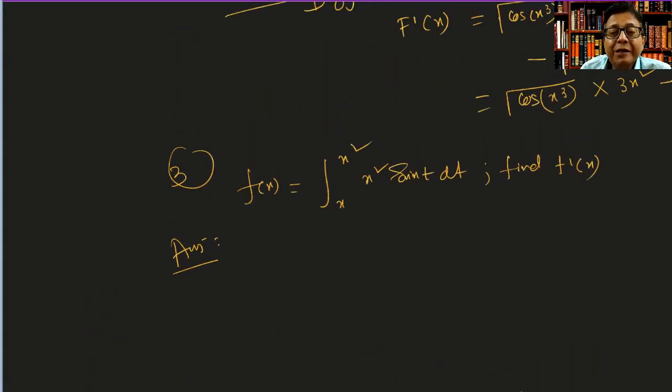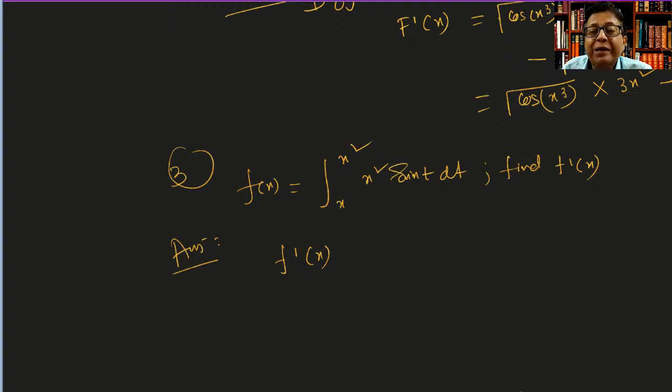So how to find f dash x here? One more problem on it just for your practice. How to find f dash x here? You'll follow the Leibniz rule.